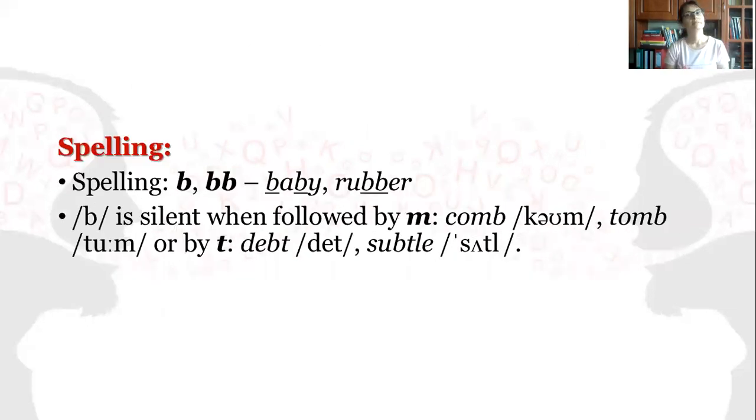Okay, let's see what is the spelling. So it is spelled with the help of b or double b, as in baby or rubber. B is silent when followed by m, for example, comb, tomb, or preceded by m and followed by t, as in debt, subtle.